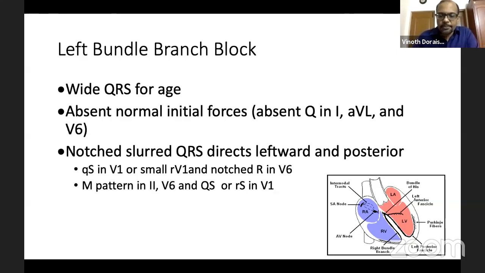Okay. So because the initial septal depolarization is absent, you have absent Q waves or absent normal initial forces in the lateral leads like 1, aVL and V6. Okay. And because the depolarization pattern happens from right ventricle towards the left ventricle, you will have a negative wave, that is a QS wave in V1 or a small r deep S wave in V1. Okay. And because of the delayed depolarization of the left ventricle, you have a notched R wave in V6. Okay. And the M pattern, which you see in the right-sided leads in right bundle branch block, here you have in the left-sided leads. Okay. So you will have the M pattern in lead 1, lead V6.